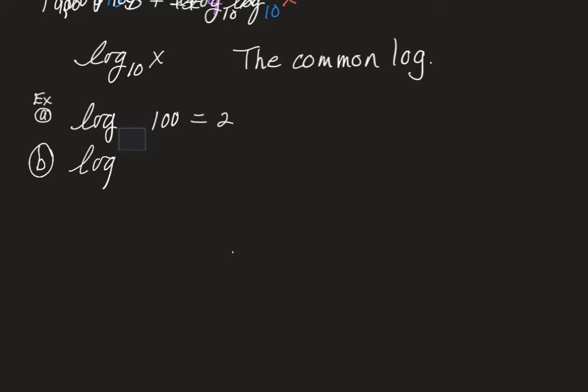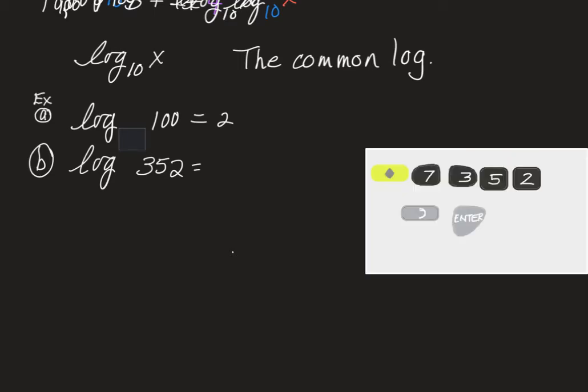Let's take the common log of 352. That's not something that we can really work with using the properties of logs. This is something that needs to go straight to the calculator. Here's a sequence of keys that you can press on your calculator that will give you the log base 10 of 352, or the common log of 352. On your screen, it will look like this.